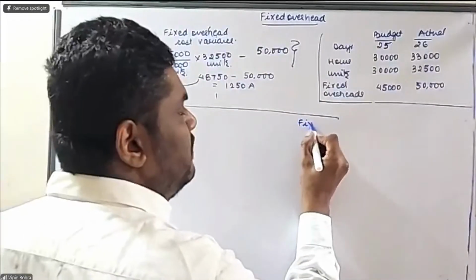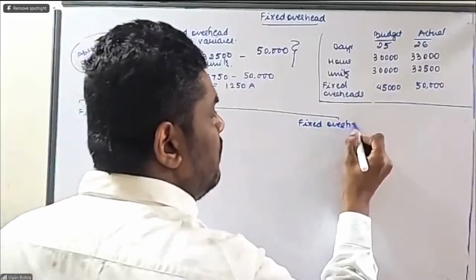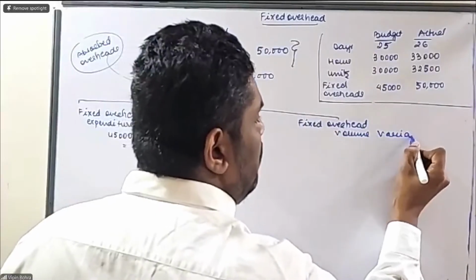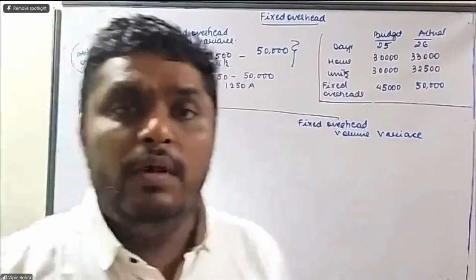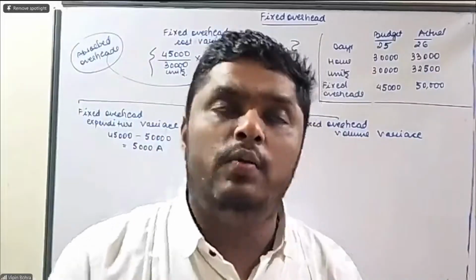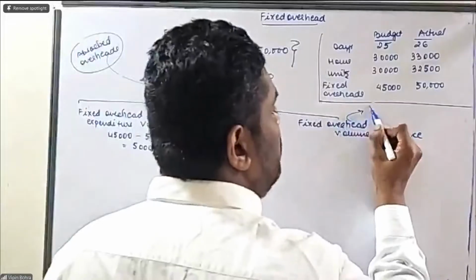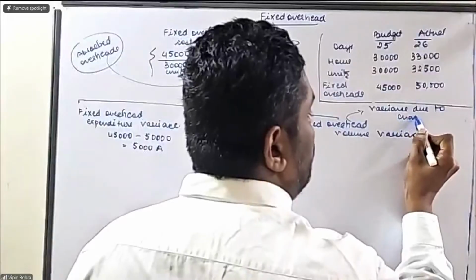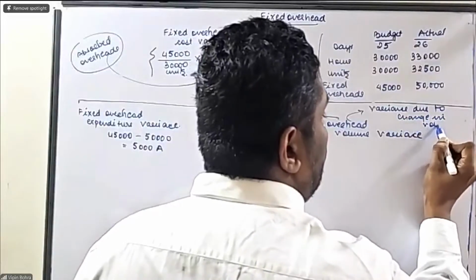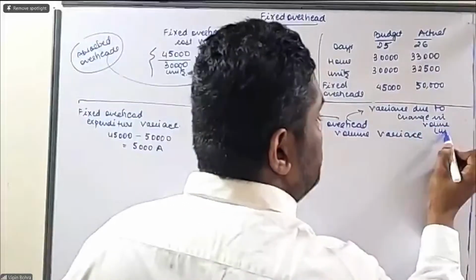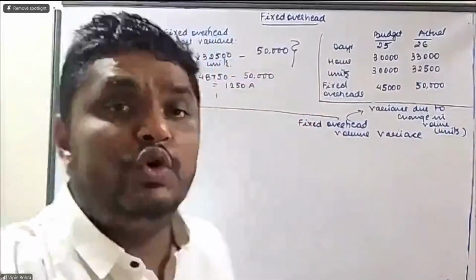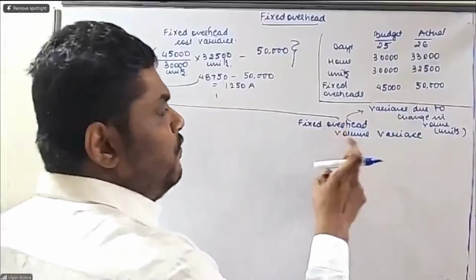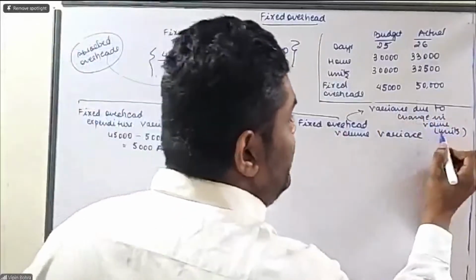Next is fixed overhead volume variance. When talking about volume, this is the variance due to change in volume. Volume means what? Units. This is the variance due to change in the number of units manufactured. So very simple, guys. Again, fixed overhead volume variance is the variance due to change in units.